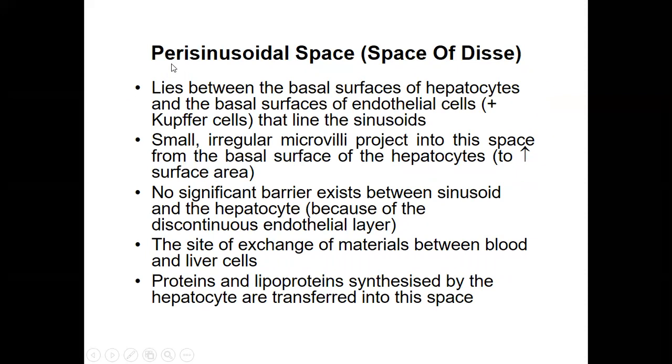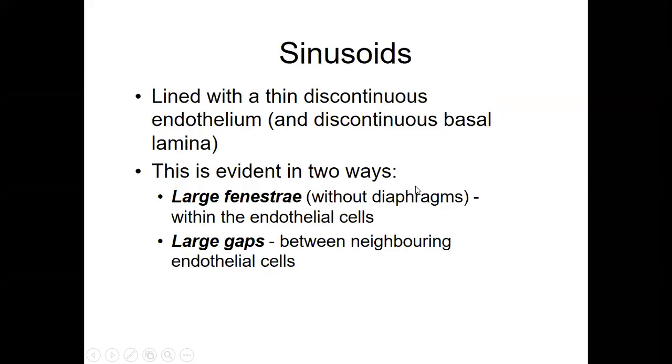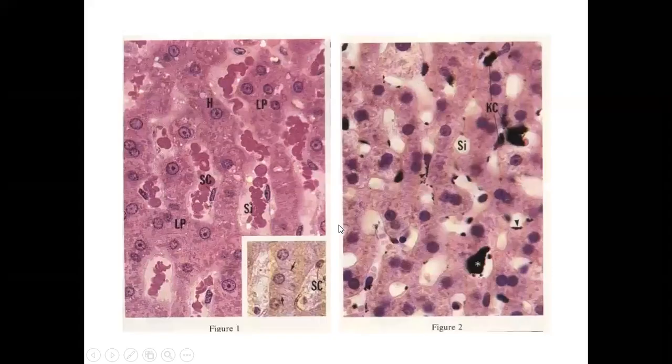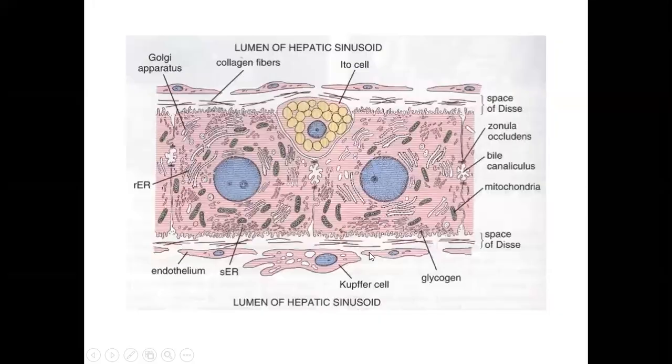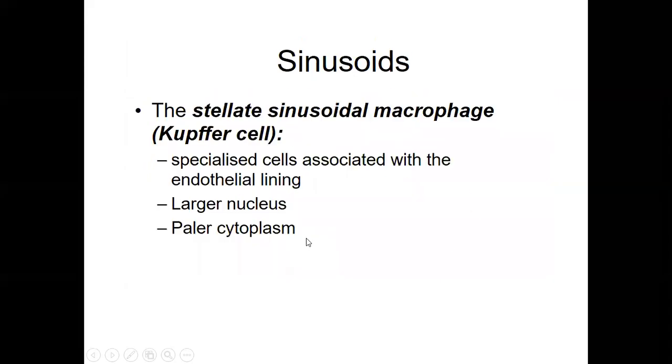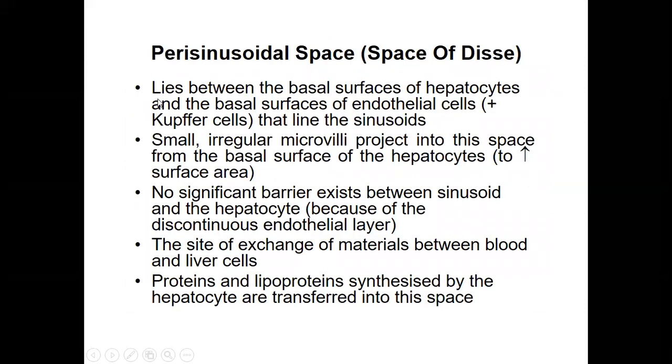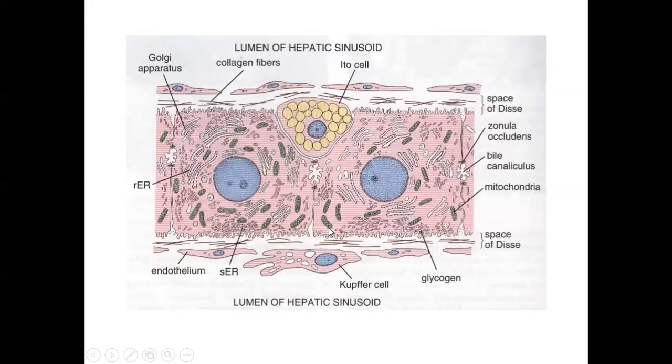For the characteristics of the perisinusoidal space, or space of Disse, it lies between the basal surface of the hepatocyte and the basal surface of the endothelial cells, plus the Kupffer cells that line the sinusoid. The perisinusoidal space is small. Irregular microvilli project into this space from the basal surface of the hepatocyte. If you see from this picture, there are irregular microvilli that project into the space of Disse.